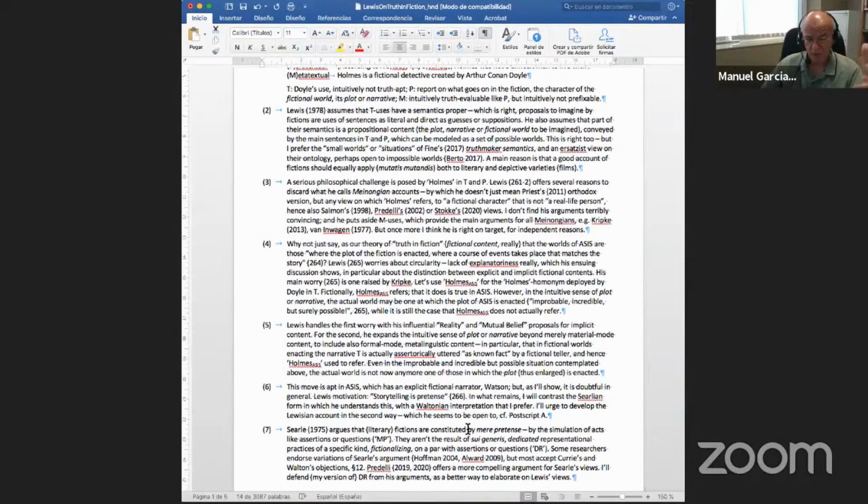Now, one of the main philosophical worries that Lewis was trying to address is posed by prima facie empty names like Holmes in textual and paratextual discourse.